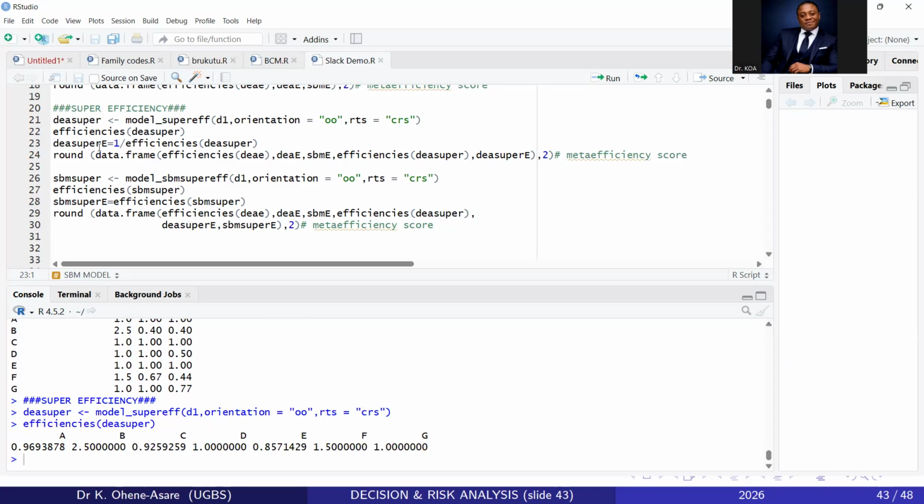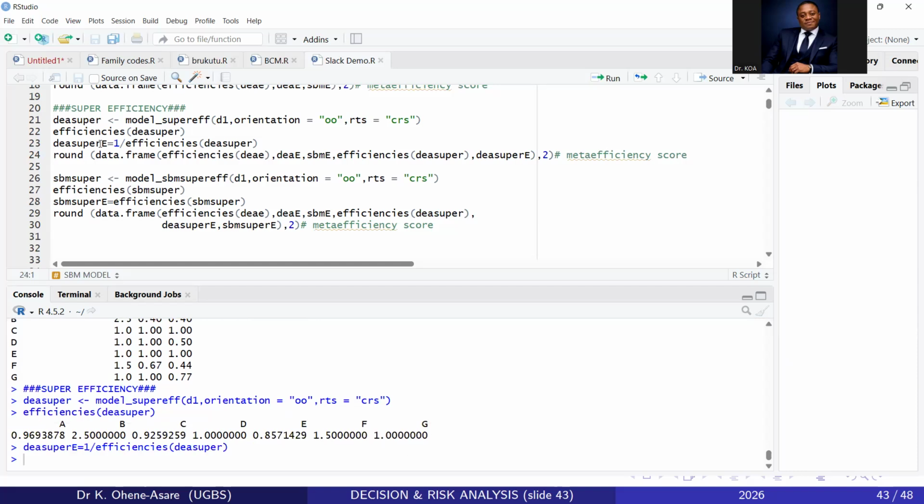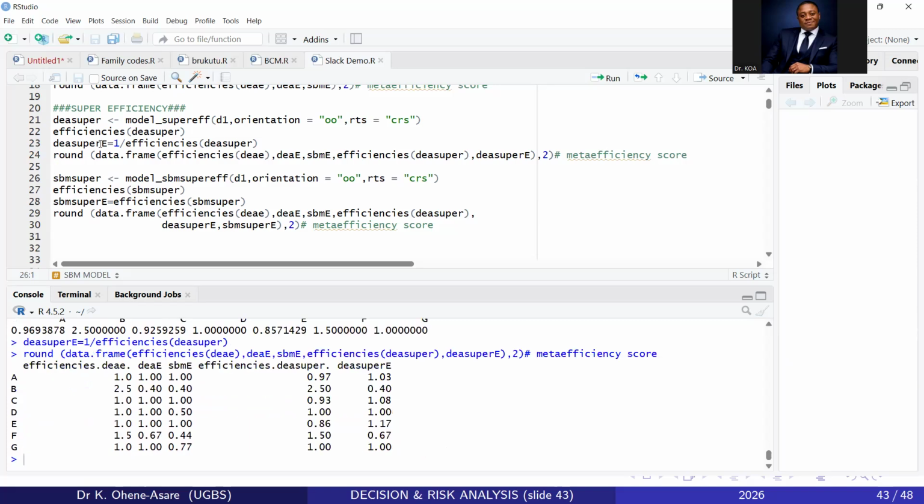Because it's DEA and it's going to give me scores above 1, I'm going to run this to give me the scores below 1, and then I'll show it and add it to the others. So watch it here. This is the DEA efficiency scores with super efficiency. Now, the original one is this, and this is a new one here. What do you say first about firm A? What do you see?